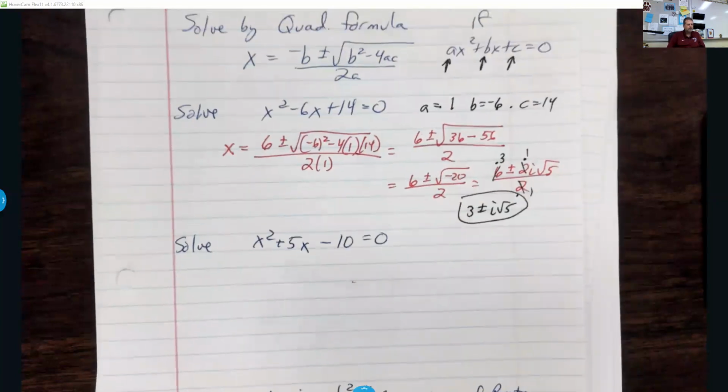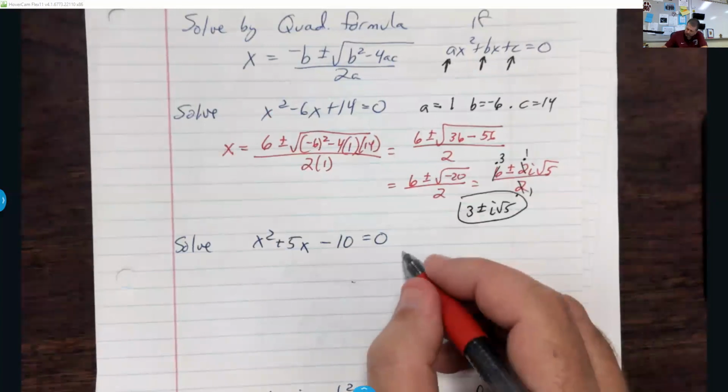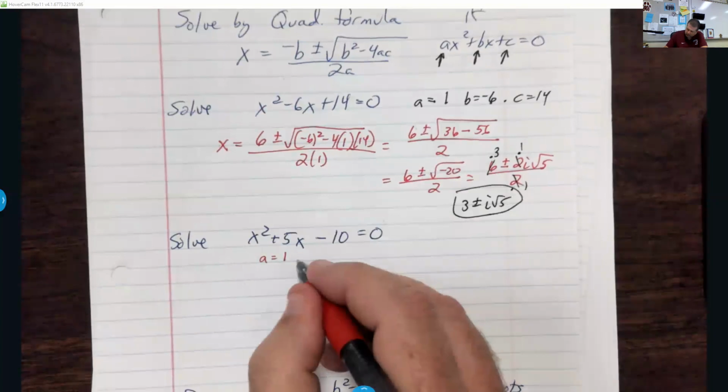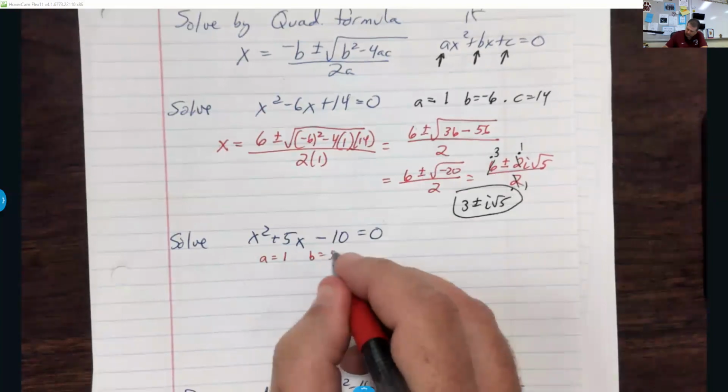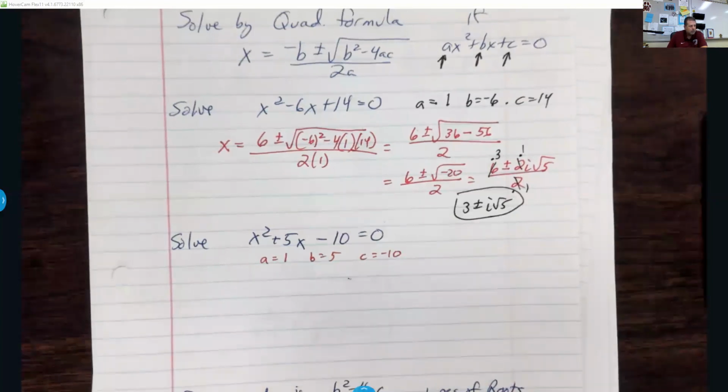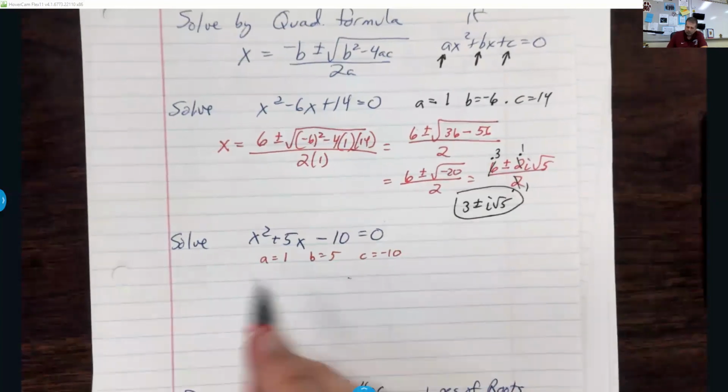All right, so one more time. Let's figure out what we have here. So A is 1, B is 5, C is negative 10. Okay. Now this would work if I use the other numbers too.